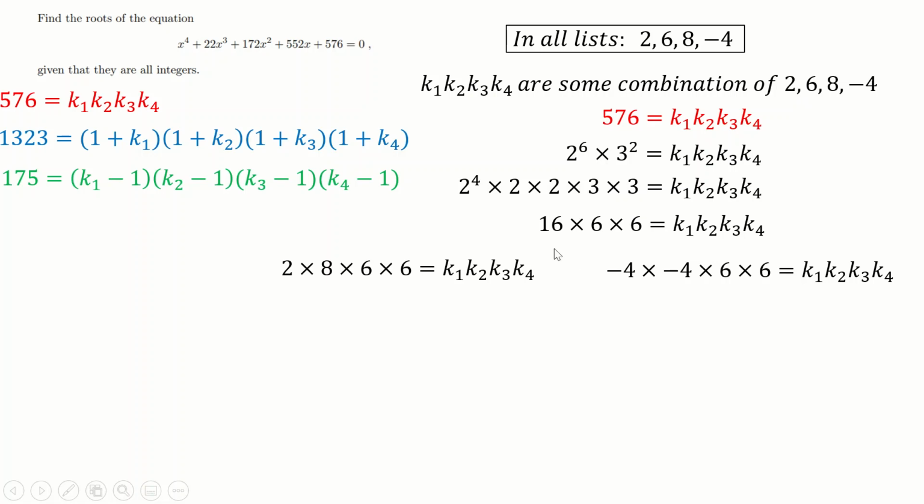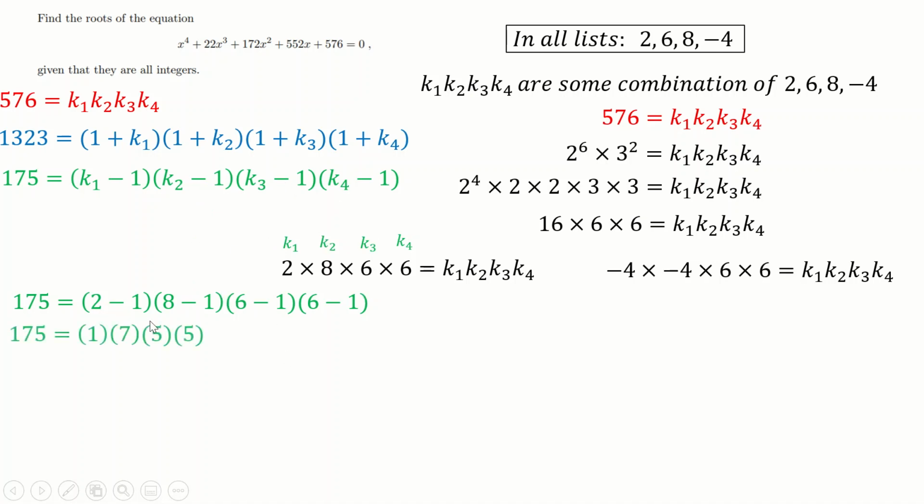So how do I know which it is? Well, again, like I said earlier, I don't just need to satisfy this equation, I need to satisfy all of them. So let's check out this green equation. Let's label this one, it doesn't matter which way we do them, but let's just do K1, K2, K3, K4, and let's see whether these work in this equation here, because they have to, right? So let's put them in. 2 goes into there, 8 goes into there, 6 goes into there, and 6 goes into there. 2 minus 1 is obviously 1, 7, 5, 5, and this works, right? So this one works for both the red and the green.